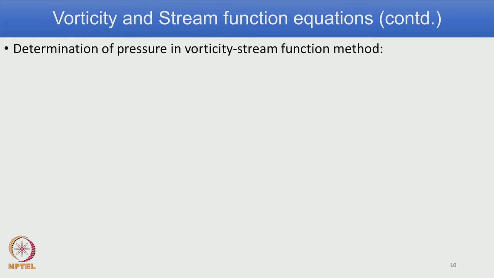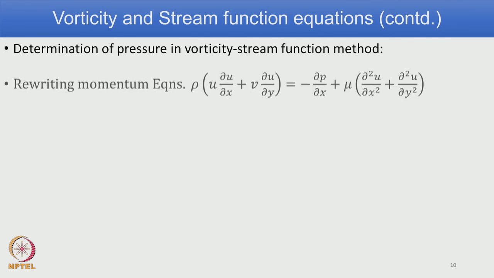So, now the question is, we started the vorticity stream function equation with the note that there is no pressure term, but we are also interested to know the pressure in the flow field. So, if one solves using a vorticity stream function equation, then how to get the pressure is a question. So, we will set up a procedure to get pressure from vorticity stream function formulation also.